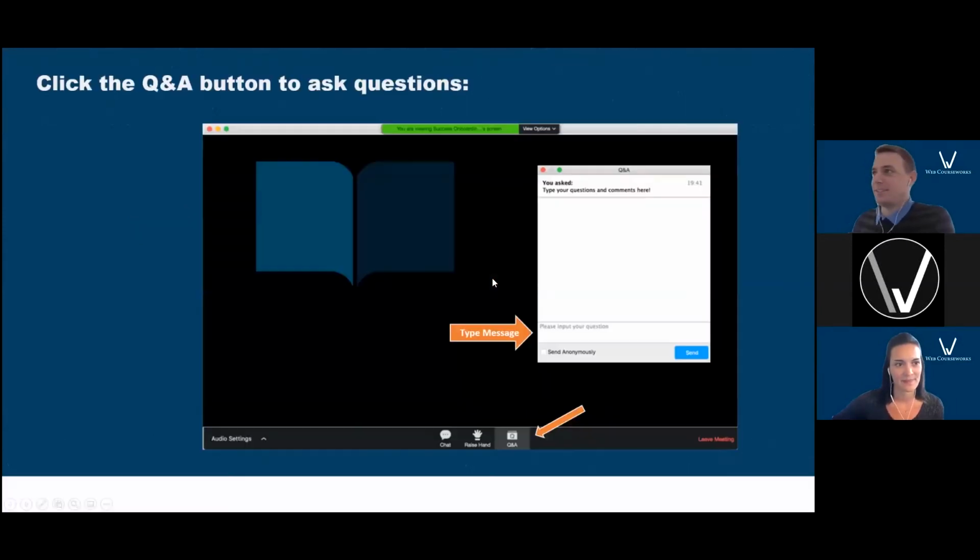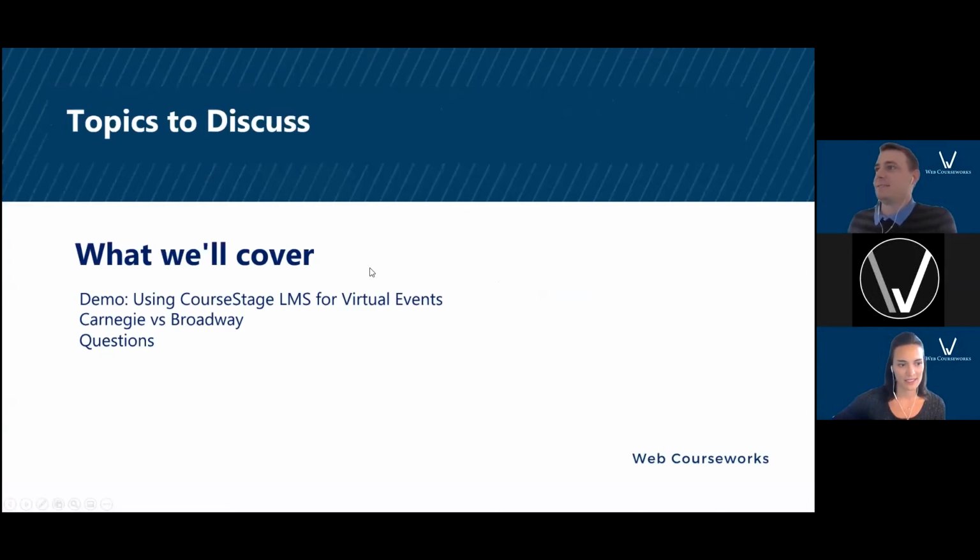All right, so I just covered this. We're going to show you in the system how to use CourseStage for a virtual event. We have two slides, one for Carnegie activities, one for Broadway activities. So it's the same slide with things crossed off on each of them. Both of them do have a couple different activity types. We'll be sure to cover those. And then, of course, like Matt said, ask questions at any time.